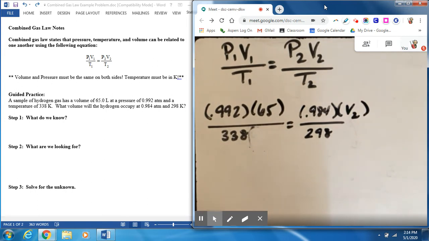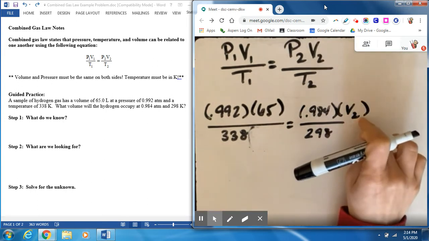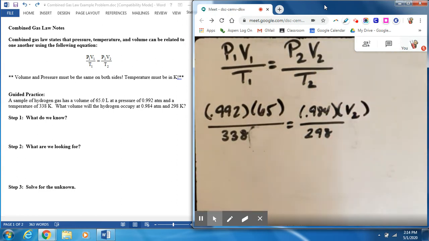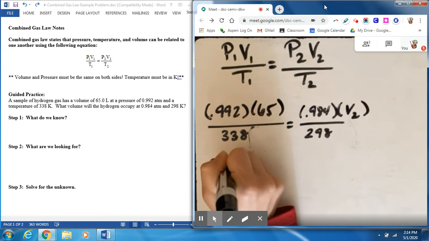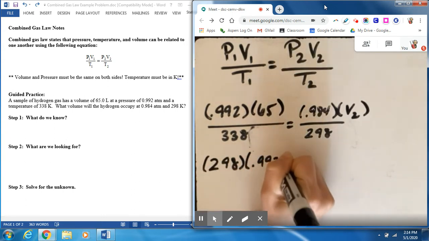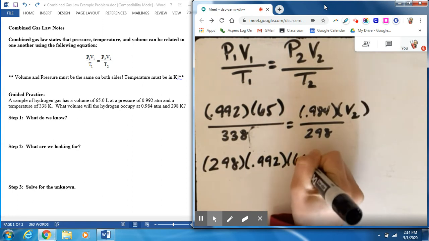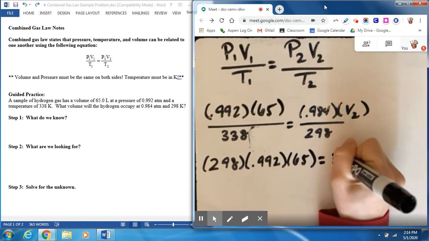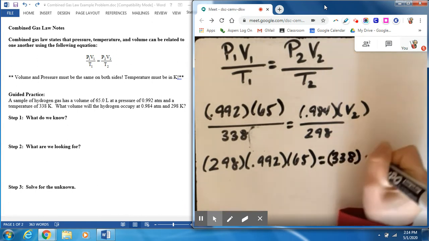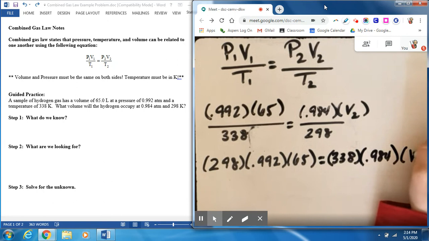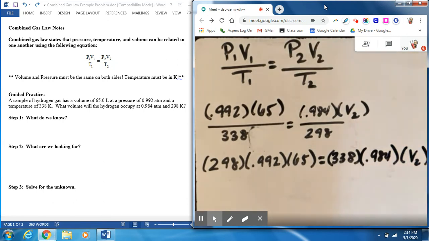And now, in order to solve for this missing piece, this volume, we have to cross multiply and then solve for that volume. So we'll have 298 times 0.992 times 65 equals 338 times 0.984 times V2. And now we need a calculator.